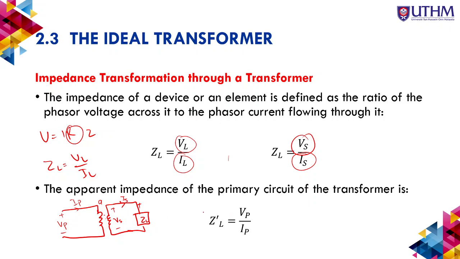Once they transfer to the primary side, later we will look at what they call the equivalent circuit. In the equivalent circuit, they will transfer everything from here to this side. So the calculation will become easier. So they call it Z prime.